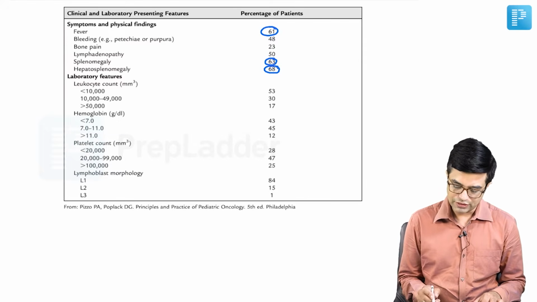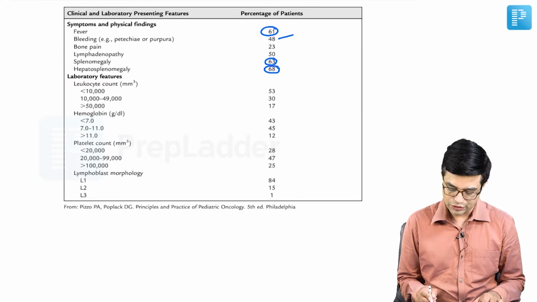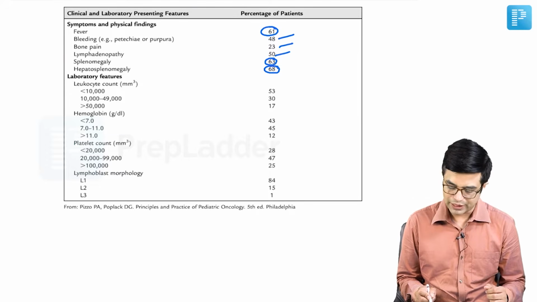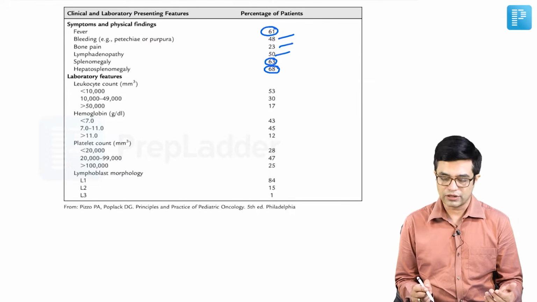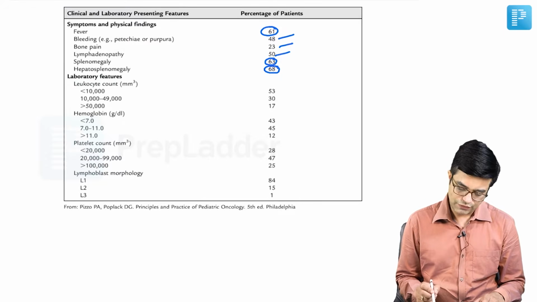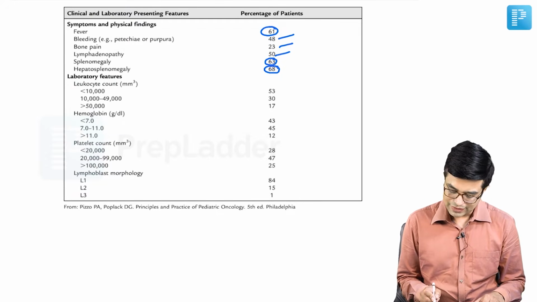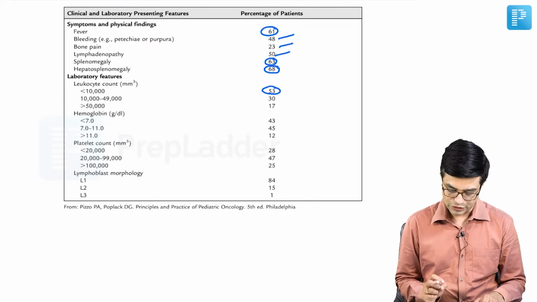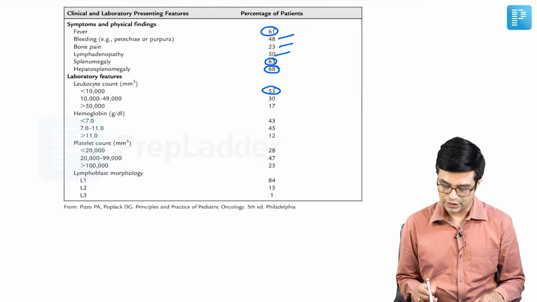In addition, the common symptoms include bleeding manifestation due to thrombocytopenia, bone pain due to periosteal involvement and bone marrow involvement, and lymphadenopathy, which is usually of a generalized lymphadenopathy variety. If you look at the laboratory features, you will find that less than 10,000 WBC count is seen in majority of these patients, despite this being a leukemia.